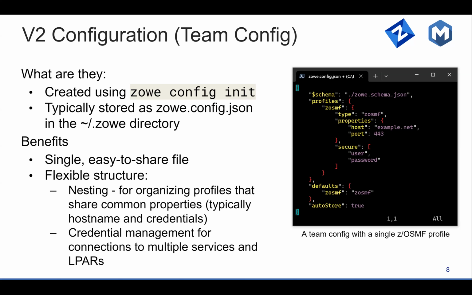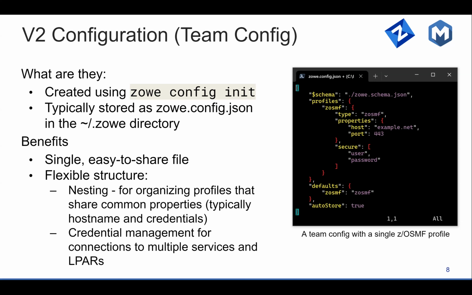But regarding the challenges with deploying V1 profiles at scale and on more complex use cases, team config solves these challenges by being a single, easy-to-share file. You can have connections to any number of LPARs or sysplexes within a single team config, and you can send the team config to everyone on your team and have everybody up and running more or less immediately once they update their secure credentials.